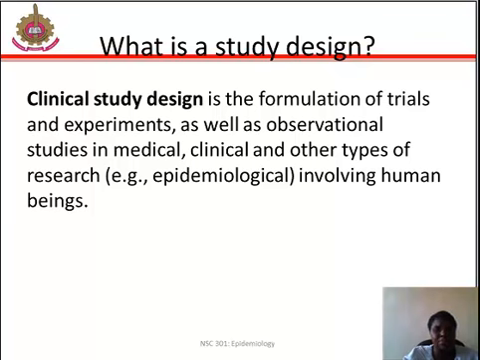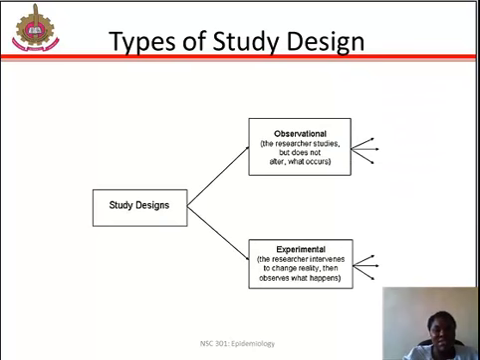Looking at the types of design, we have two major types of design. We have the observational and the experimental design. In observational study design, the researcher observes and systematically collects information, but does not try to change the people or animal or the reagent being observed. In an experimental study design, by contrast, the researcher will intervene to change something. For example, when you give drugs to a patient and you observe what happens.